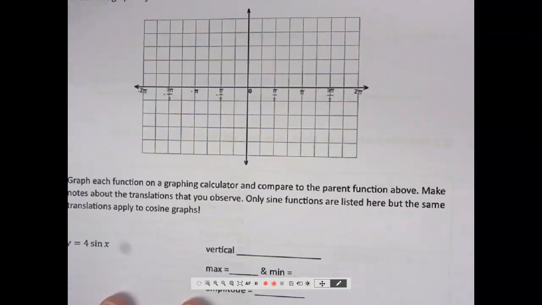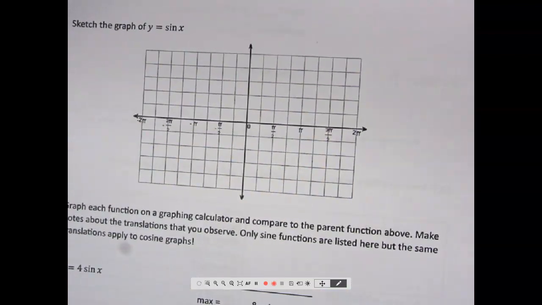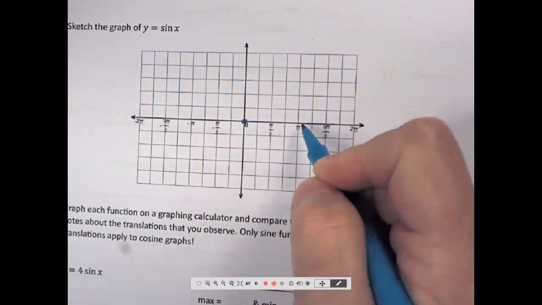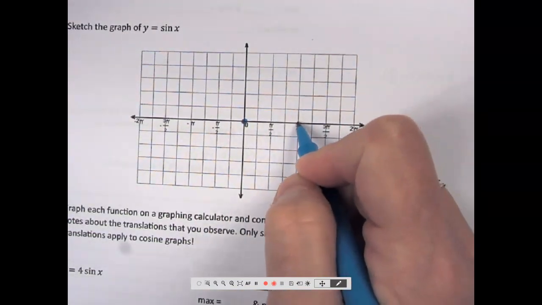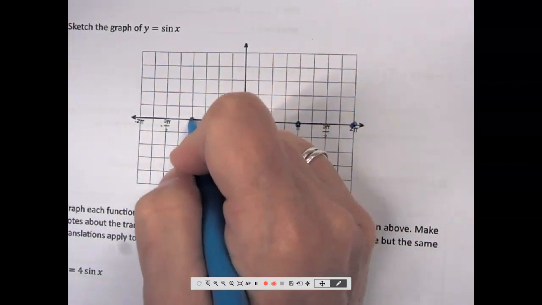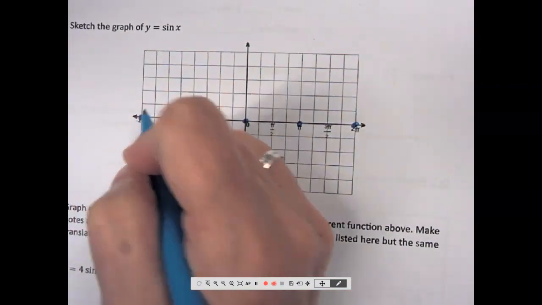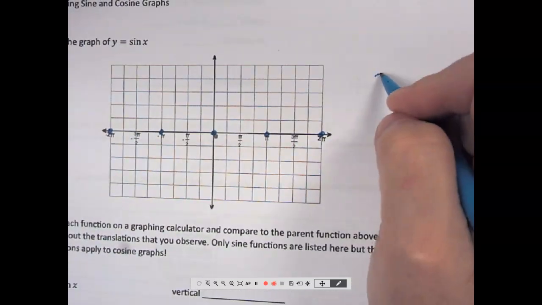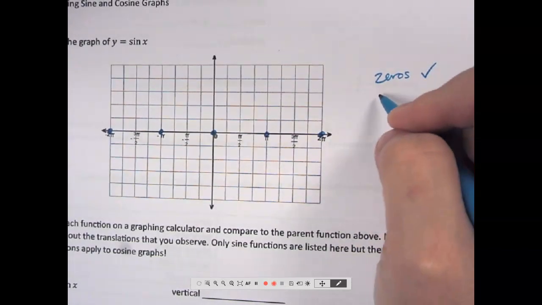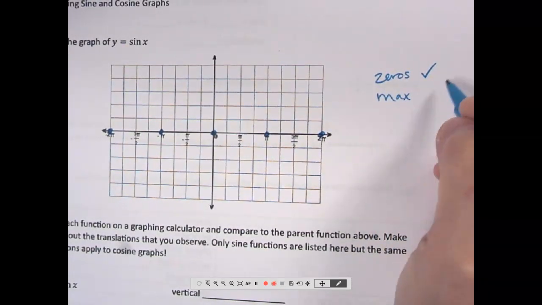Okay, let's go to our paper. I'm going to make this have zeros, otherwise known as x-intercepts, at all the increments of pi. Okay, so I graphed the zeros. Next, I want to graph the maxes.